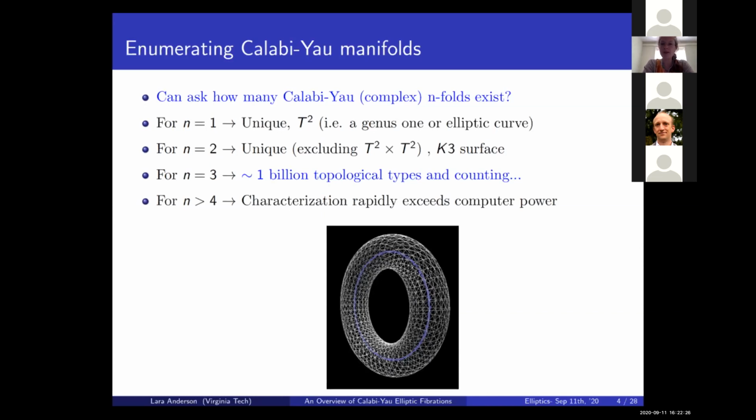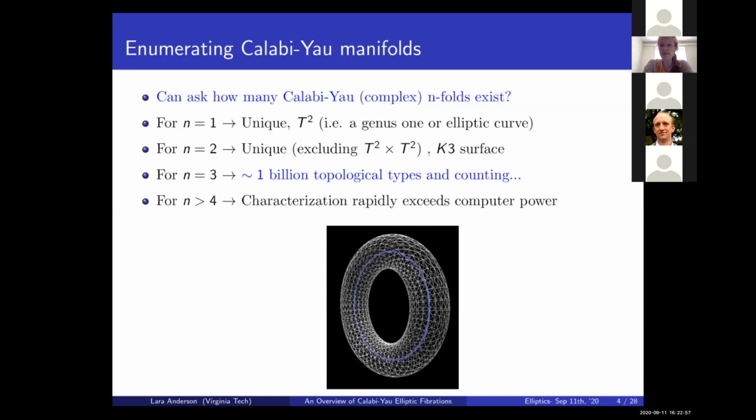You can step up the dimension of the complex n-fold. So for a Calabi-Yau one-fold, this is unique, and this is a T^2. This will also be referred to throughout my talk as a genus 1 or an elliptic curve. Just to be precise about it, an elliptic curve is simply a complex description of a T^2. So T^2 is a real manifold, an elliptic curve is a complex manifold, and it's a genus 1 curve that admits a marked point. So it is a genus 1 curve with a slightly enhanced bit of structure.